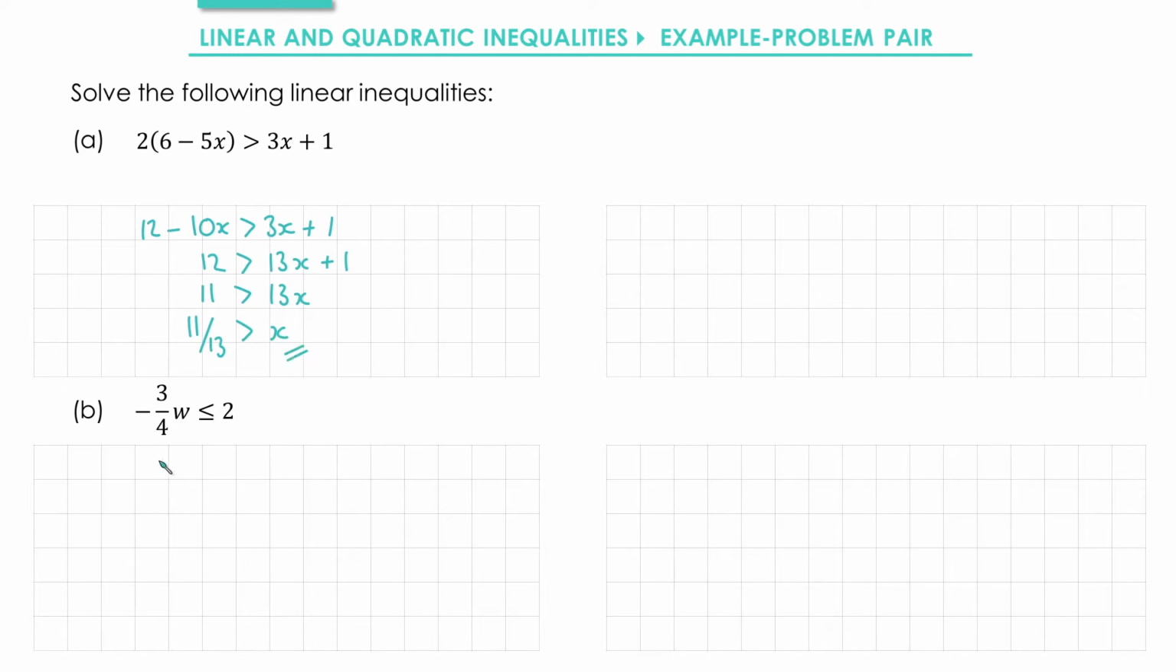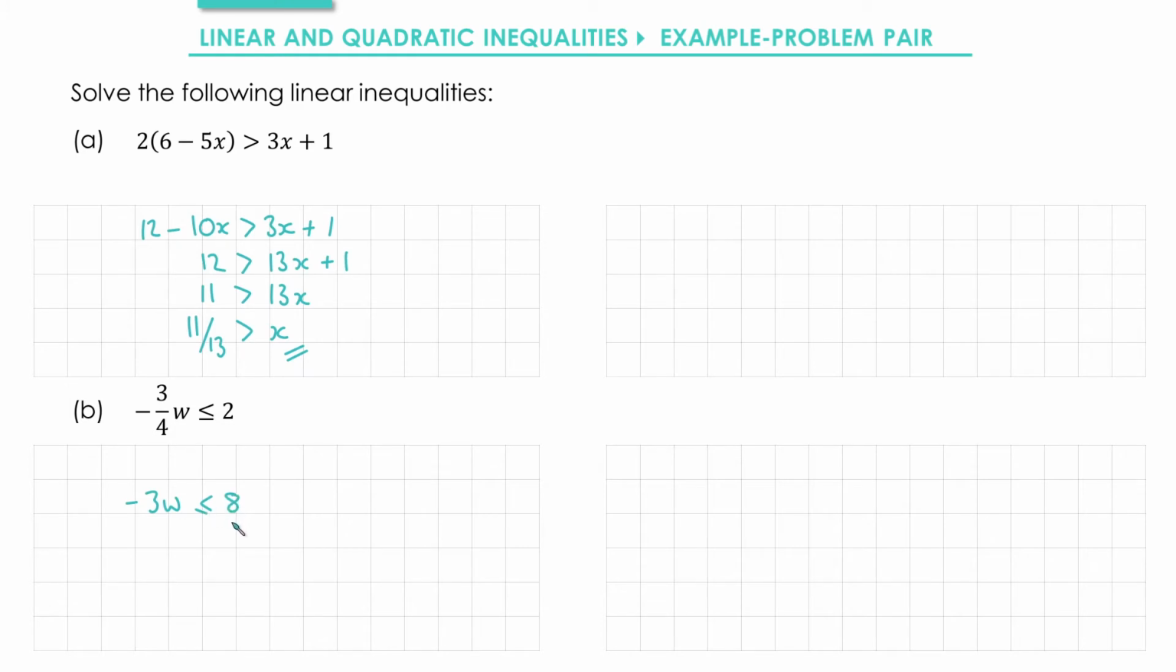In part B, we've got minus 3/4 w is less than or equal to 2. First of all, I'm going to deal with the 4 on the bottom of this fraction by multiplying both sides by 4. That leaves us with minus 3w is less than or equal to 8.